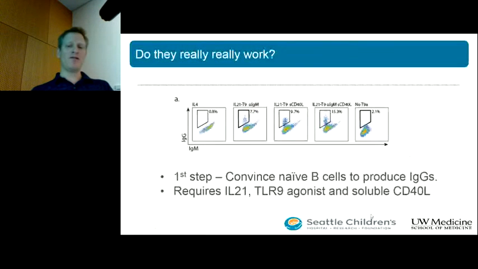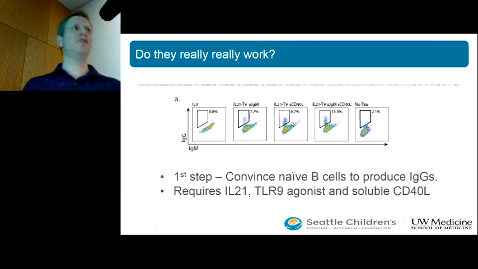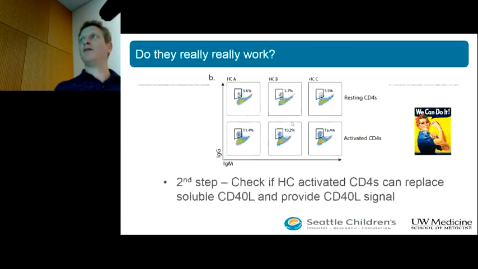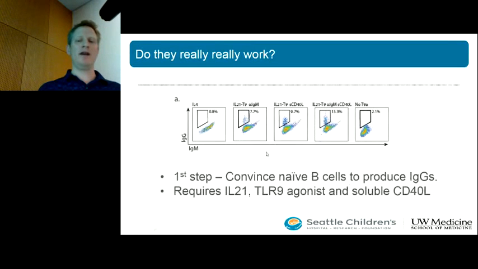And you also add soluble CD40 ligand because you need the soluble CD40 ligand. And when you do that, you can get up to 10% class switching. So you can convince the cells to make IgGs. Can you do the same with activated CD4s? So in the previous slide, we used IL-21, TLR9, and soluble CD40 ligand. You need the soluble CD40 ligand.